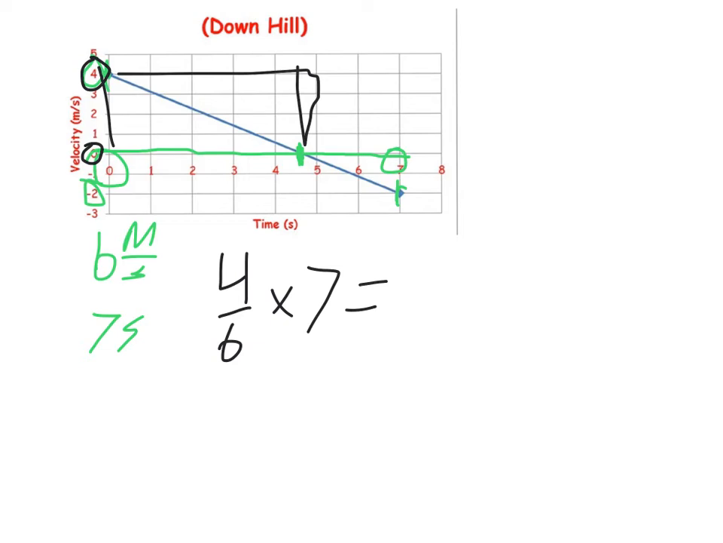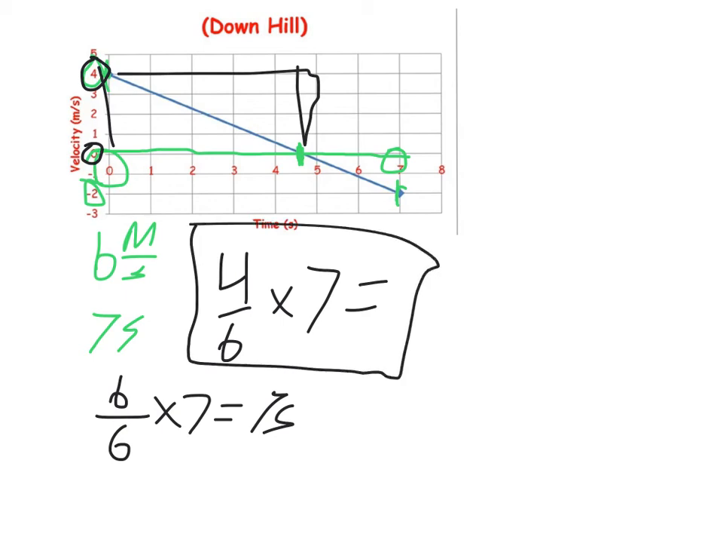And I'll show you why this works real quick. If we were changing by the whole 6, we know that it would take 7 seconds. So 6 over 6 would equal 1, times 7 is equal to 7 seconds. If we're changing by 4 out of the 6, we just do 4/6 times 7, which is equal to 28 over 6, which simplifies to 4 and 4/6, which is the same as 4 and 2/3.